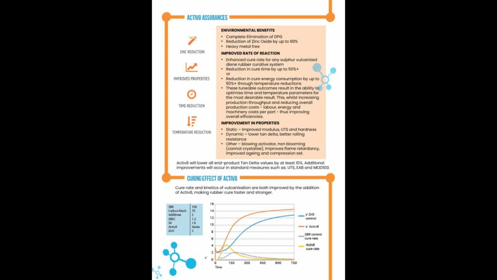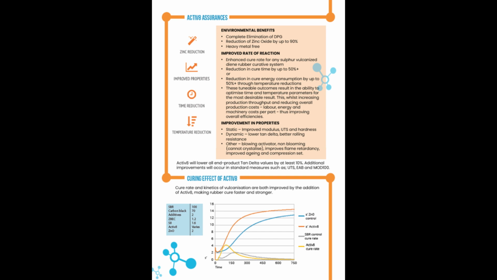This, whilst increasing production throughput and reducing overall production costs, labor, energy, and machinery cost per part, thus improving overall efficiencies. Improvements in properties include static properties, which are improved modulus, UTS, and hardness; dynamic properties, which include lower tan delta and better rolling resistance; other properties, which include blowing activator, non-blooming, which cannot crystallize; improvements in aging, and compression set. Activ8 will lower all end product tan delta values by at least 10%. Additional improvements will occur in standard measures such as UTS, EAB, and modulus 100.